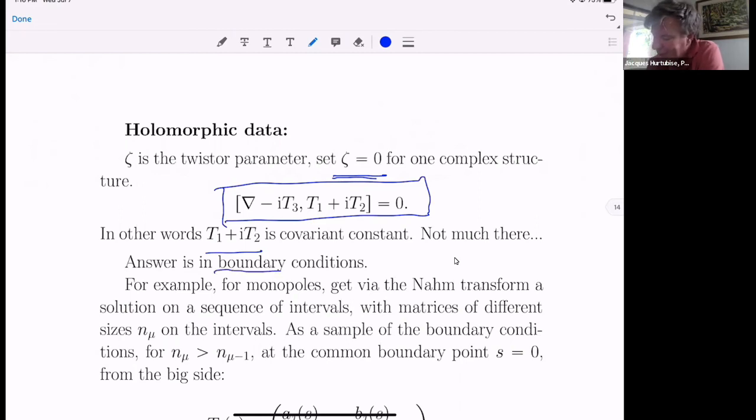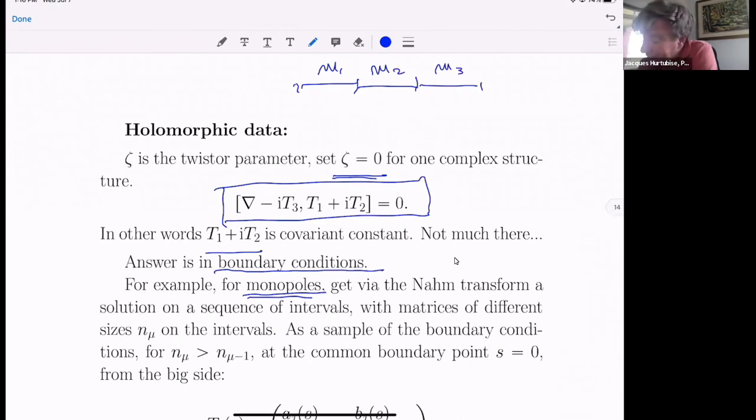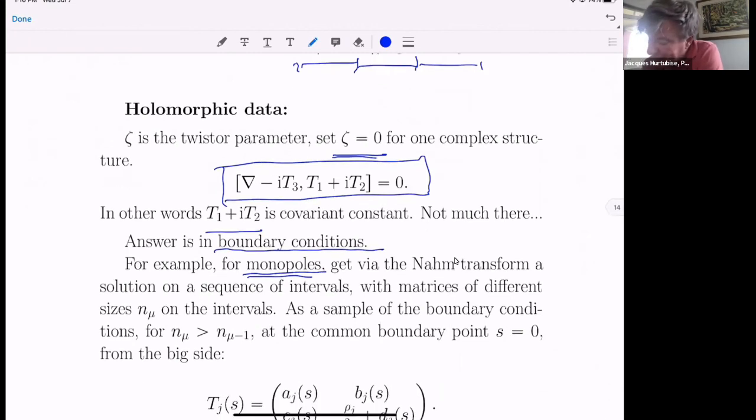And the answer to what happened is in the boundary conditions. So just for example, and they can be quite weird. For monopoles, the Nahm transform will give a solution on a sequence of intervals. So you have a bunch of intervals like this. And it's a peculiarity, and it's linked to the index of a family of Dirac operators. The number of solutions will change from interval to interval. So you're going to get matrices of different sizes. I put an N here.